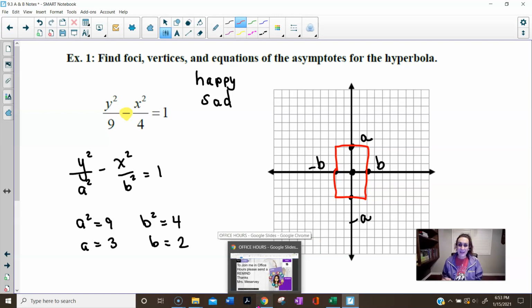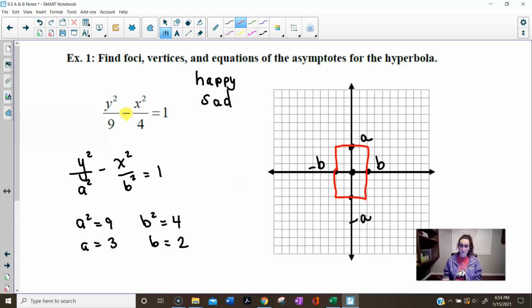So there's the rectangle, and through the rectangle, I like to always think of X marks the spot. So you're going to have an X going through the corners of the rectangle. So if I wanted to sketch in the asymptotes, you would go through the middle and through the corners of the graph. Now, I was off a little on that one.